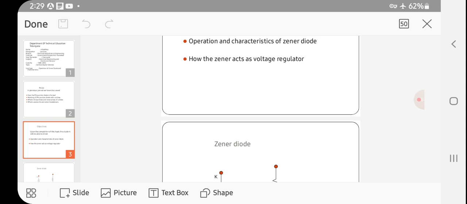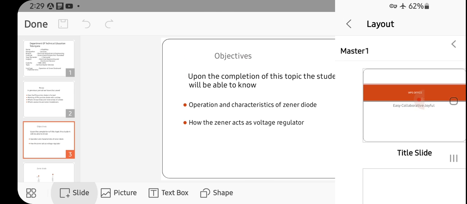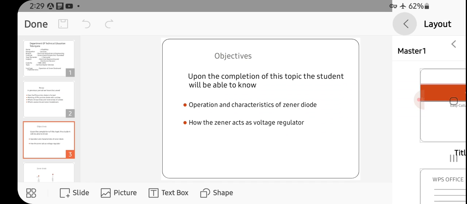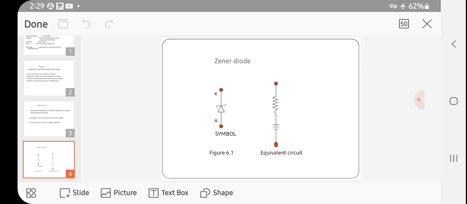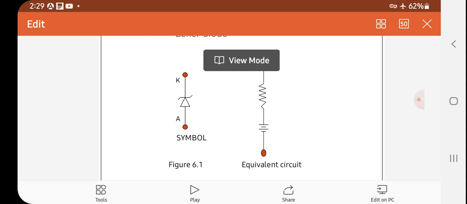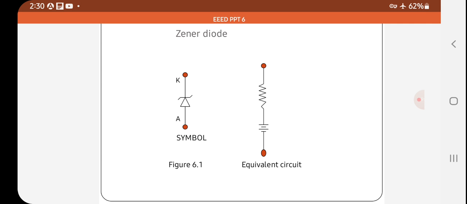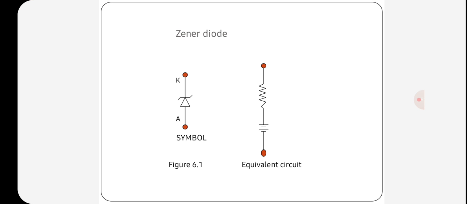So in this, operation and characteristics of Zener diode, how the Zener acts as voltage regulation. The Zener diode is a normal PN junction diode. A normal PN junction diode allows electric current only in forward bias condition.